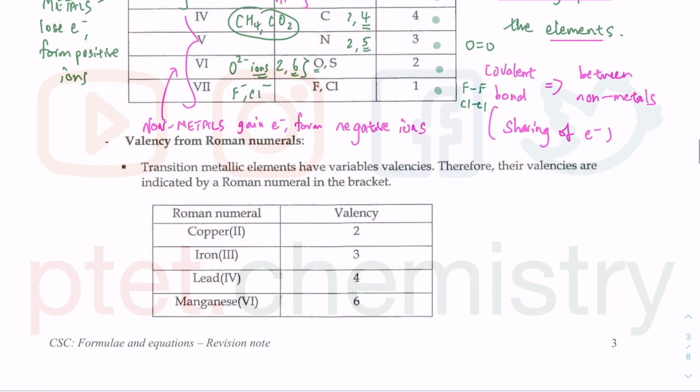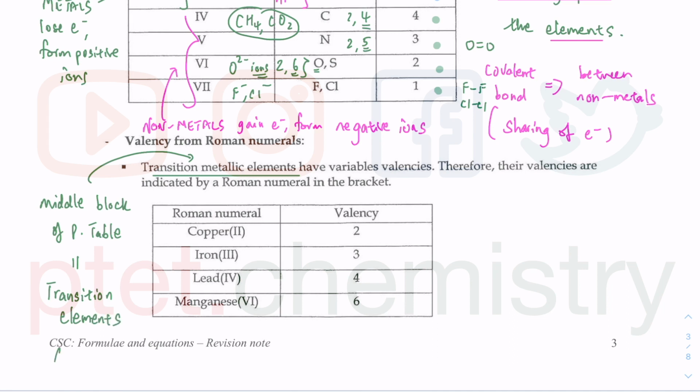There are some transition metallic elements. Transition metallic elements basically look at the middle block of the periodic table. If you think about group 2 and group 3, they're separated by this huge chunk in the middle of your periodic table, which I've already given you as part of the notes. Those are called transition elements, and all of them are metals. You could also call them transition metals, or transition metallic elements.